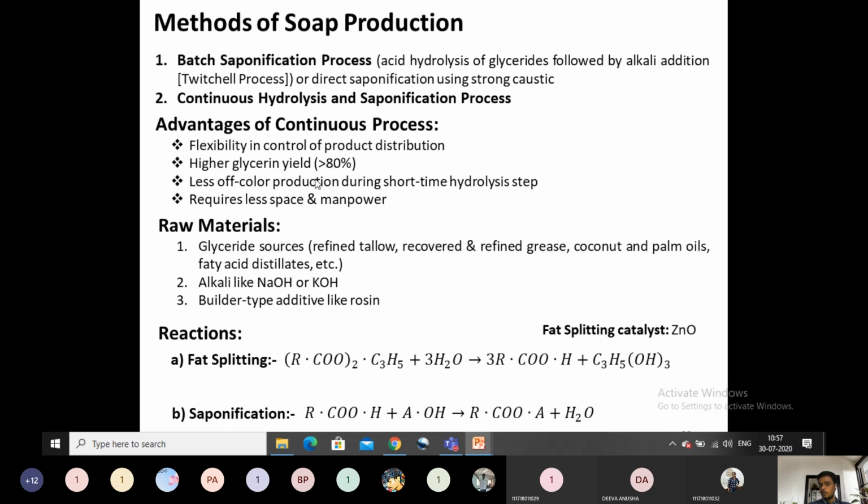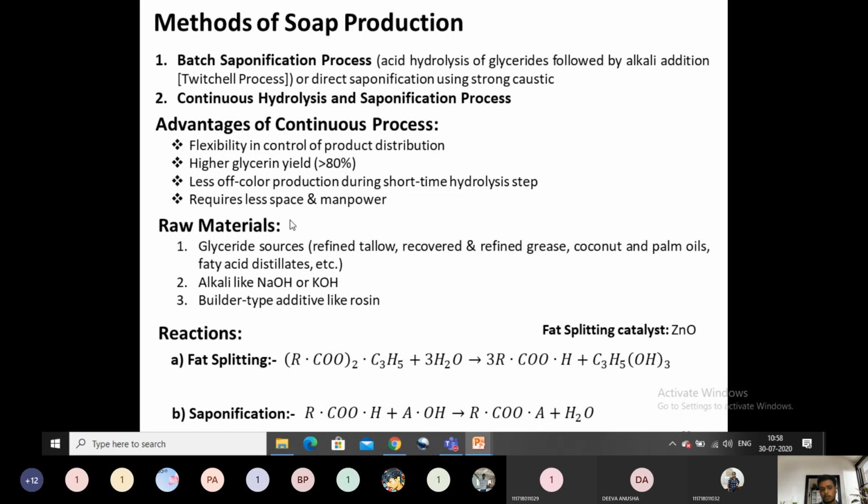Then less off color, because glycerin is already separated. This glycerin is mainly formed in the hydrolysis, which will add some color to the soap. So finally, the manufactured soap will have less color, and in the continuous process this is very advantageous. Whatever color we want to use, we can use, rather than the many off colors which are produced during the hydrolysis. The next advantage is that it requires very little space and manpower.